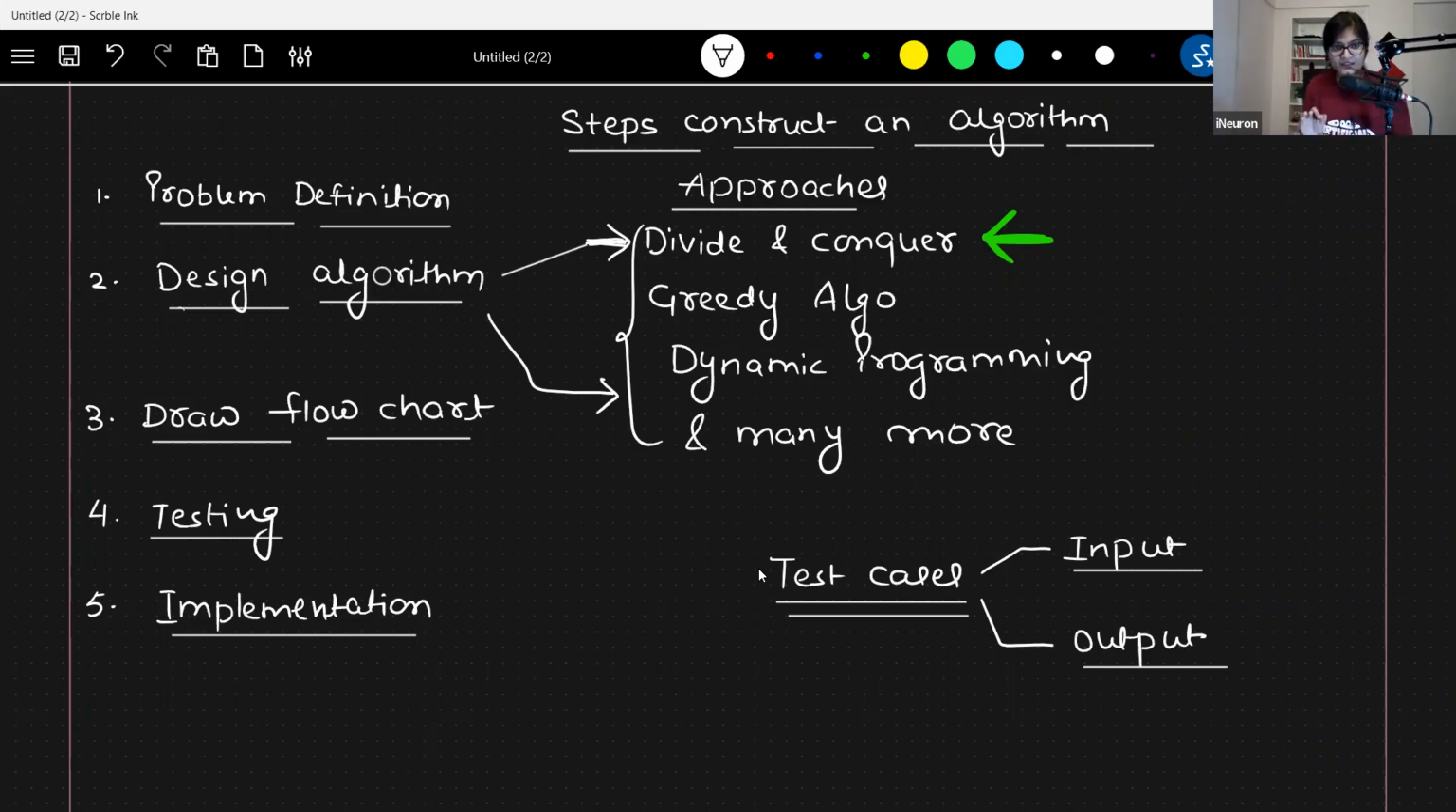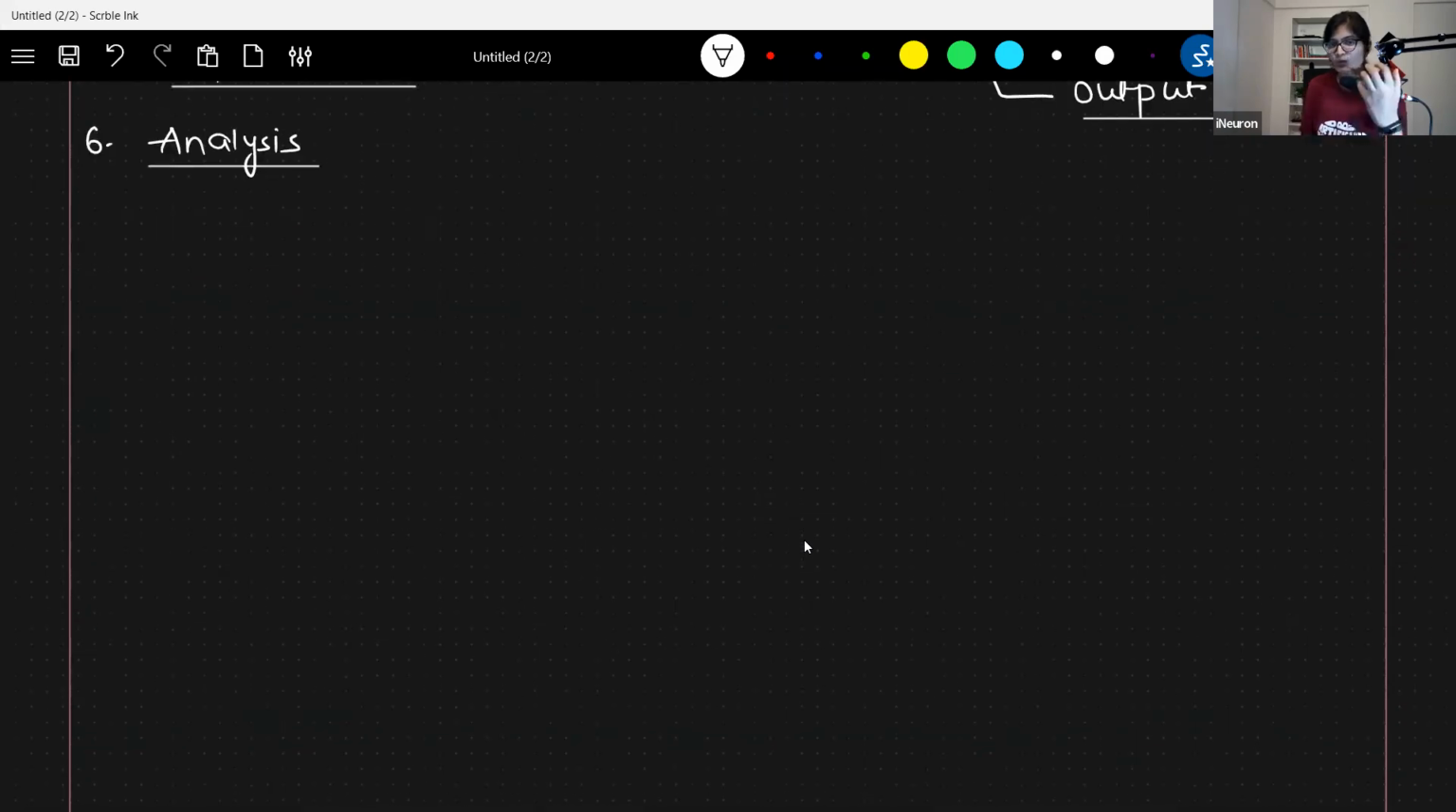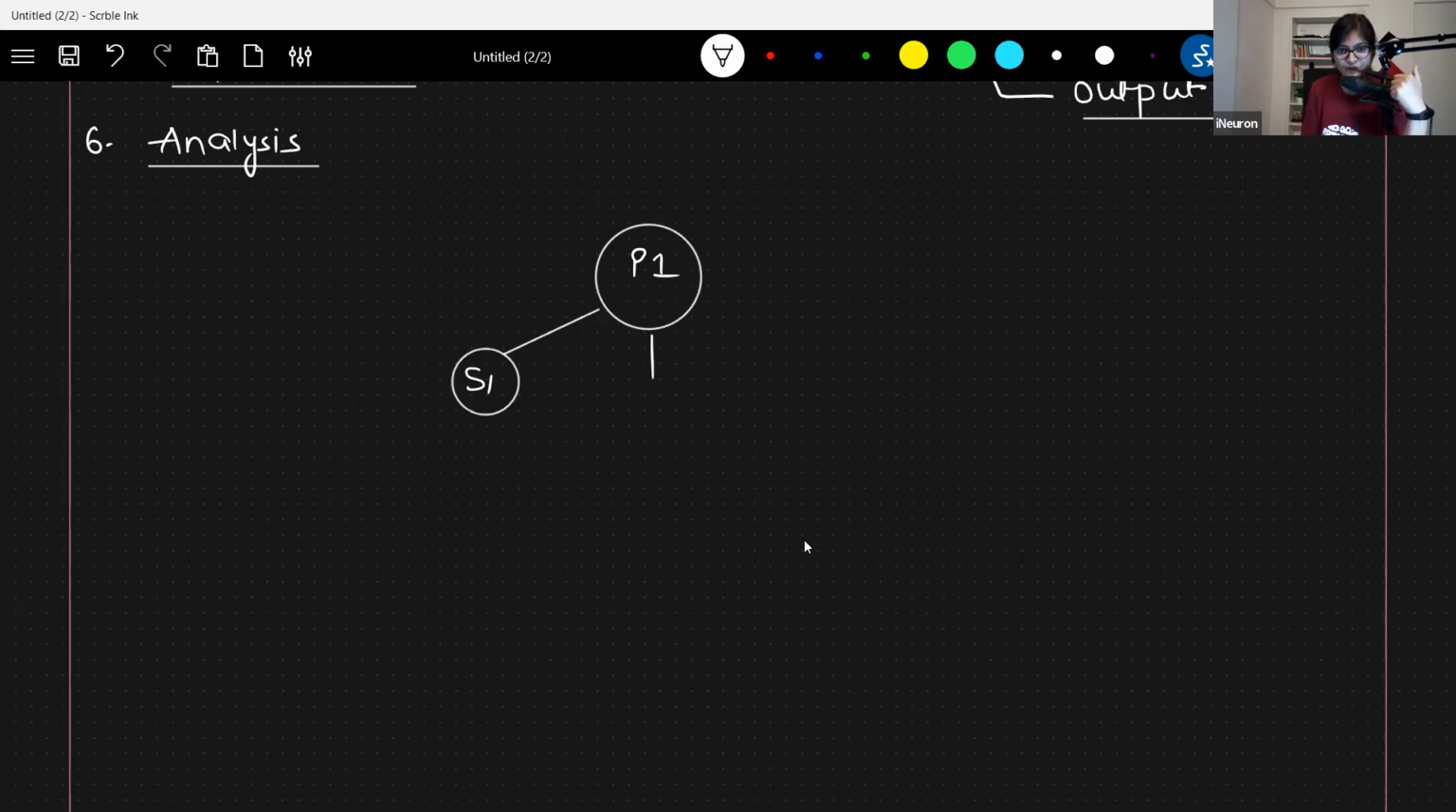And once that implementation is done, the last phase that comes into the picture is called analysis. Analysis, what does that mean? Suppose there are various students, and I want to pick the one who is giving me the best solution. For any problem P1, consider that we have many solutions: solution S1, solution S2, solution S3. Now, out of these three solutions, how can I compare which particular solution is correct?